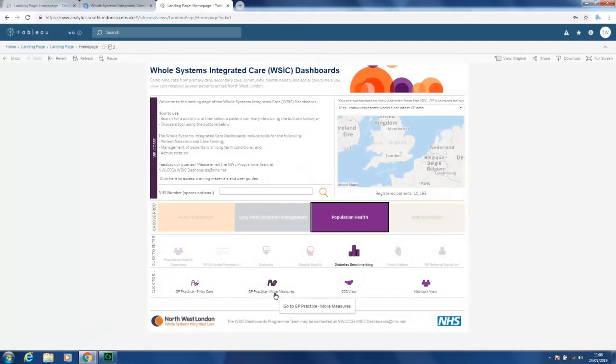key care processes, more measures including achievement of treatment targets, a CCG view which basically shows achievement against the metrics for each practice, and then there's a network level view which shows the achievement of networks against key benchmarks. So let's look at the network view to begin with. This takes a little while to load because it's loading data from across the whole of North West London, and while we're doing that I'll just explain a little bit of background on this.